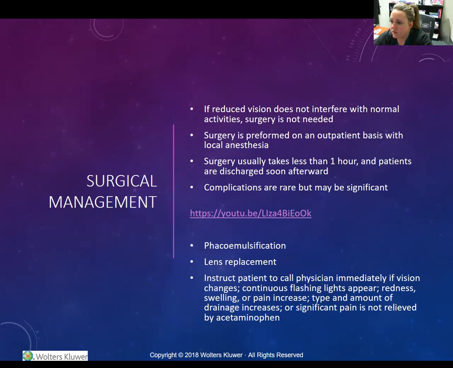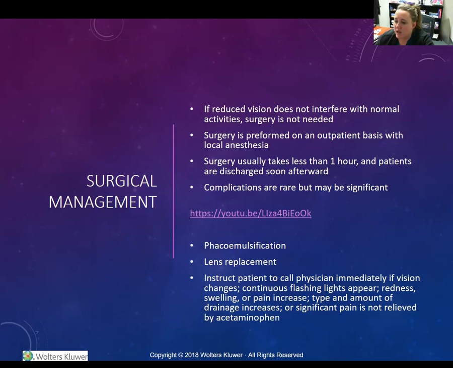Phacoemulsification uses an ultrasonic device to suction the lens out through a tube. The incision is smaller. So they basically make a little incision and then suck the lens out through a tube. Kind of crazy. Lens replacement after removal of the lens: the surgeon inserts the intraocular lens implant, and this eliminates the need for the harder lenses, but they still may be required to have glasses even with that.